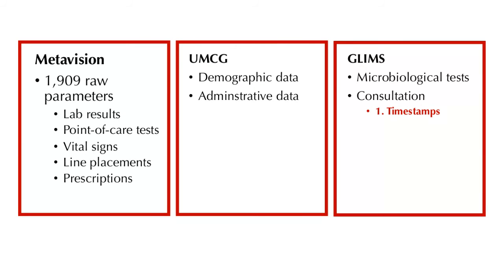for example, about antibiotics, but also all other kinds of prescriptions, really everything. We added to this data coming from the UMCG, demographic data, but also administrative data, for example, whether an admission was a planned admission or more an emergency admission, with the admission to the ICU done via the operating room, for example. And then very important, of course, this GLIMS database, which is located at the Department of Medical Microbiology, where we had information about all sorts of microbiological tests. We did not use the outcome of the tests, but just whether a test was ordered. And then very important, of course, the consultation, which is our primary outcome or target, in the first timestamp. What I mean by that, I'll come to in the next slides.